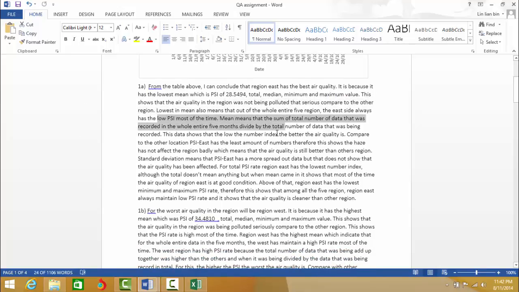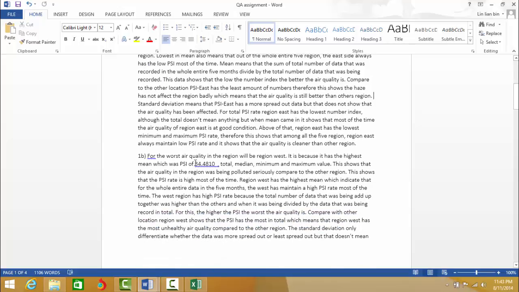Lowest mean also means that out of the whole entire region, the east side always maintains a low PSI most of the time. It means that the sum of the total number of data was recorded over the whole five months. And the region with the worst air quality is the west side.